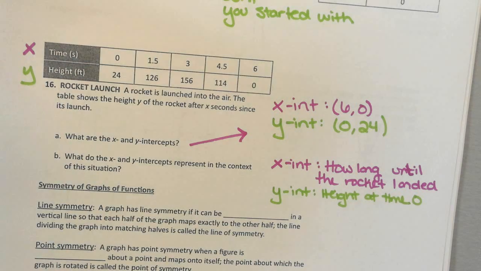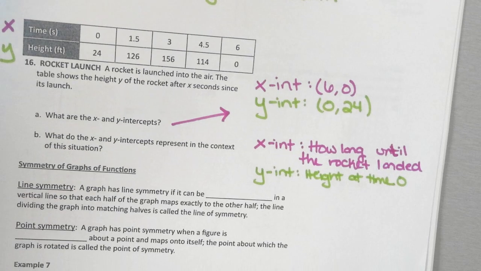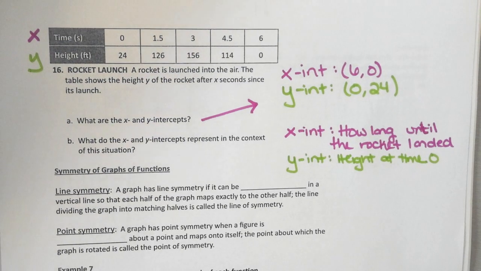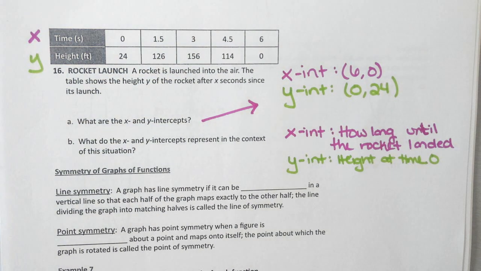You ready? Here are my answers. Let's see if we match. So again, the time is going to be x, your independent variable, and the height is going to be y. What this is telling me is if it's at 24 feet, it means it's 24 feet up in the air when the rocket launched.